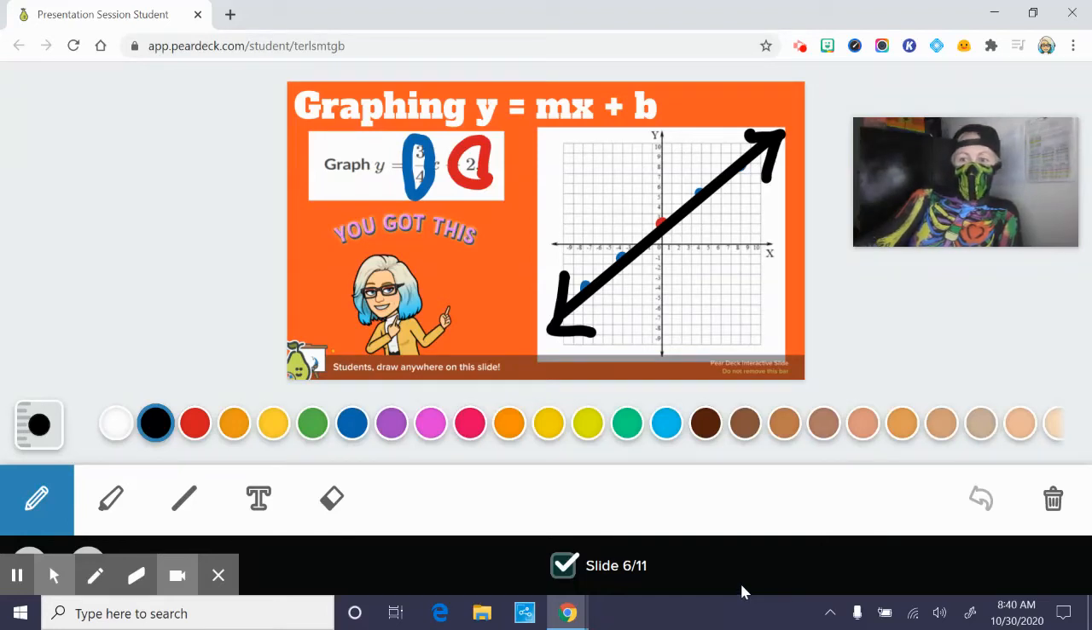Hi guys, so yesterday we left off on slide 6 and we first plotted 2 and then we used the slope of 3 over 4 to rise 3 units, run 4, make a dot and repeat it, and then reverse the pattern of dropping 3 units, running to the left and making more points on our coordinate plane here and then connecting with a line.